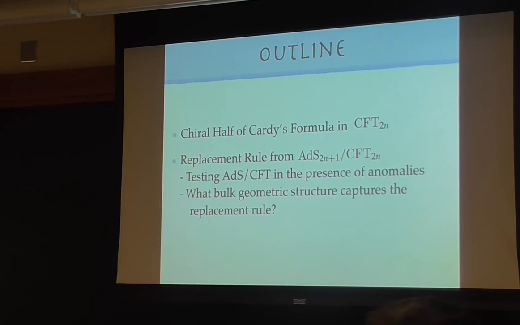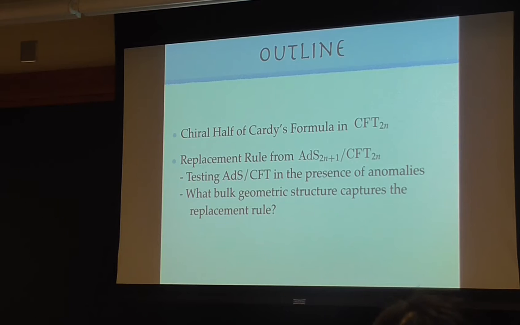So good. The first half of my talk was over, and that was to recap the result of the replacement rule. If you give me an anomaly polynomial, I can give you the one-point function of the stress tensor and currents, the anomalous part, and also the entropy contribution. Now back to what I initially tried to motivate. Now, we want to test AdS/CFT.